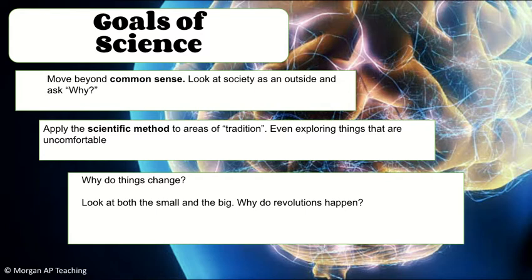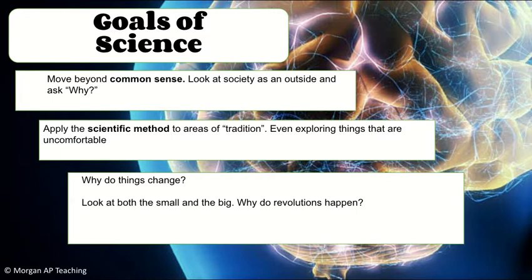We're going to apply the scientific method, right? We're going to develop a hypothesis. We're going to test that hypothesis, and we really want to apply that to areas of tradition. Sociology really takes that tradition. Why do we do it? Oh, well, that's just how it's always been, right? So sociology's real goal is to say, why has it always been that way? Let's actually explain what these things are.